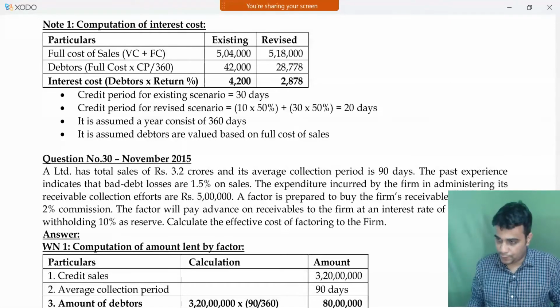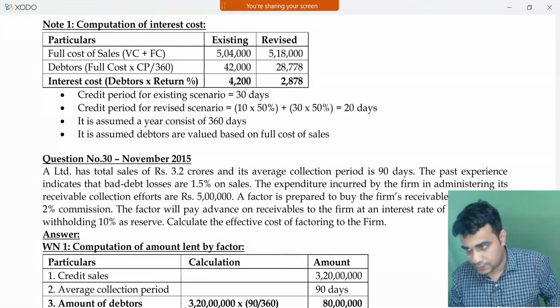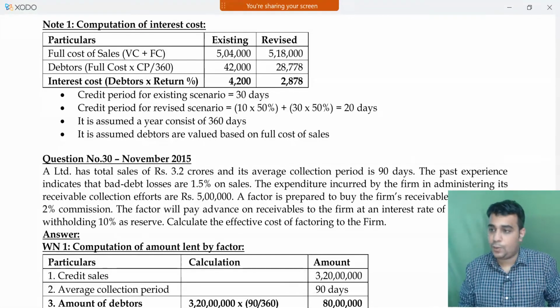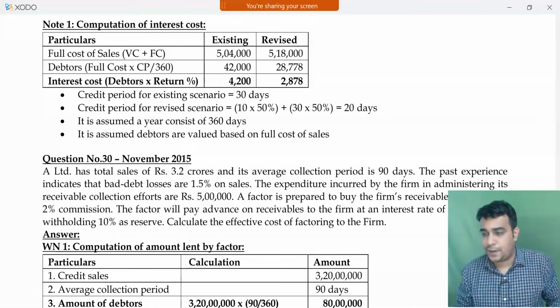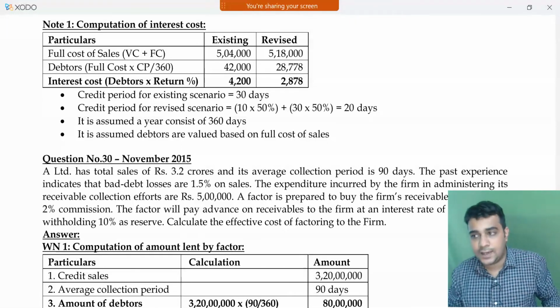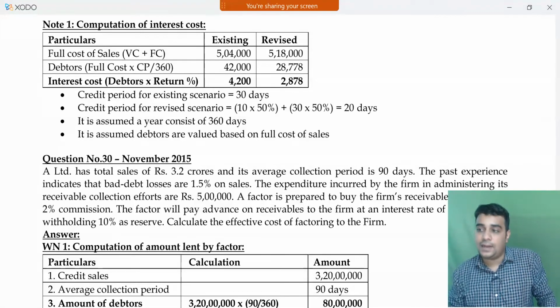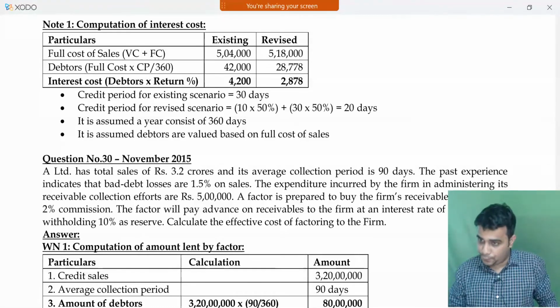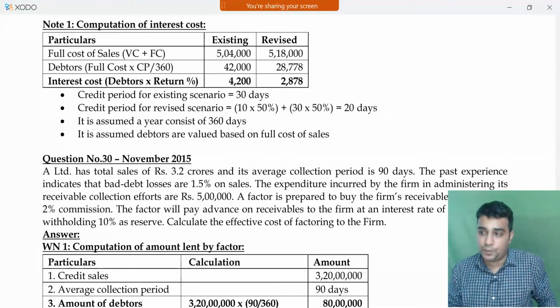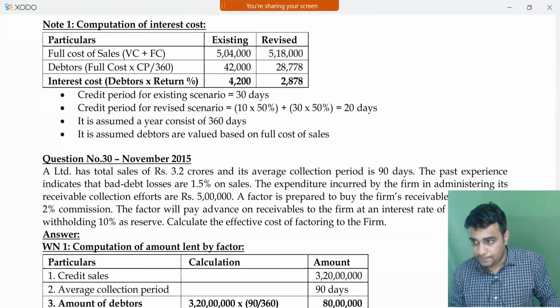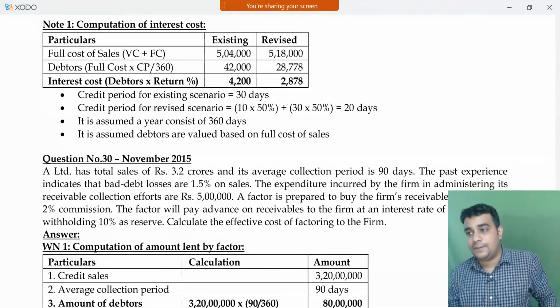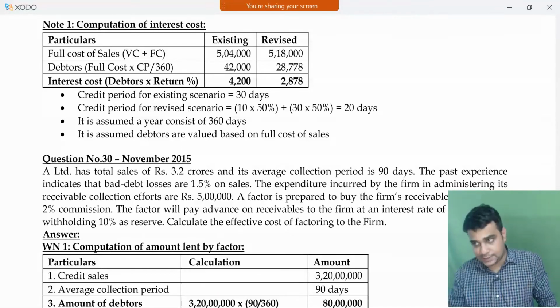There will be two types of question. One, the question will ask you for the effective cost of factoring. Second, the question may not ask for the effective cost of factoring, but will ask whether a factoring arrangement is to be entered or not. In that also, you may have to calculate the effective cost of factoring. Sometimes we cannot calculate the effective cost of factoring. When you cannot calculate, I'll explain as we proceed.